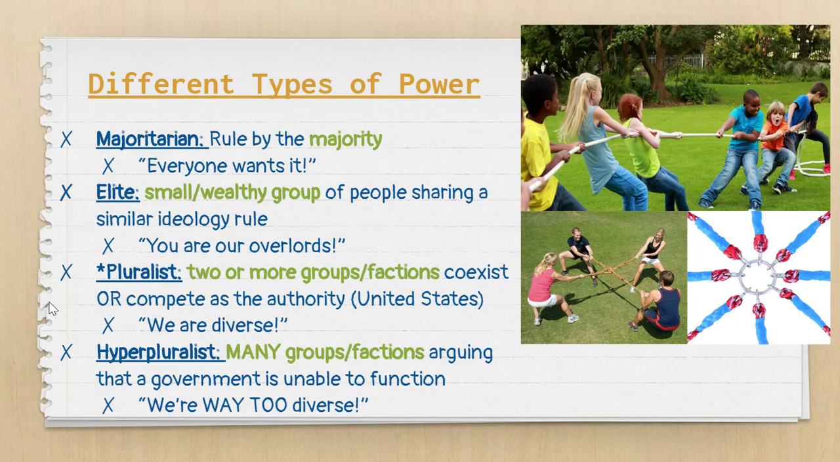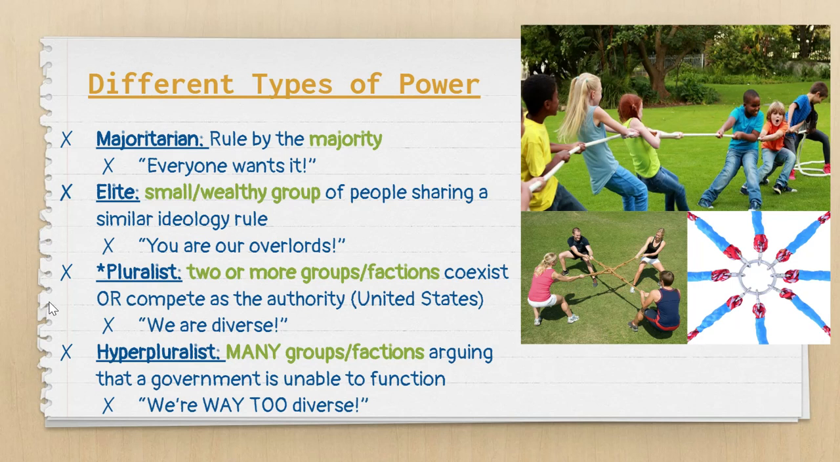Now, there are two more power distributions that our founding fathers looked towards. There was the pluralist theory. Now, this comes up a lot on the AP government exam, pluralist theory. And what that meant was two or more groups, or what would become known as factions, could coexist, but they could also compete for authority. And this was the United States today. It was the United States for the most part back then.